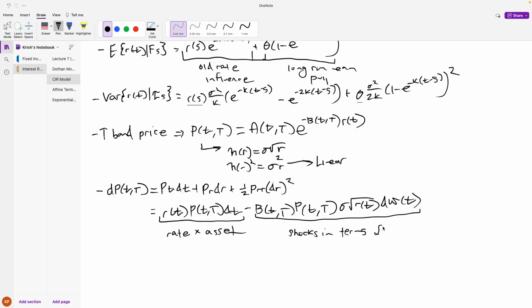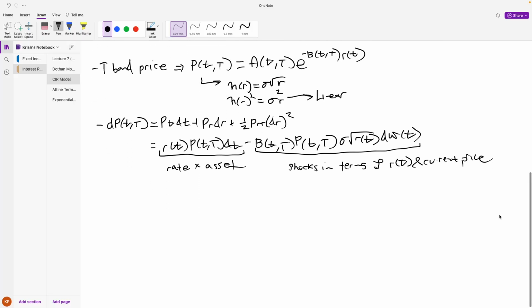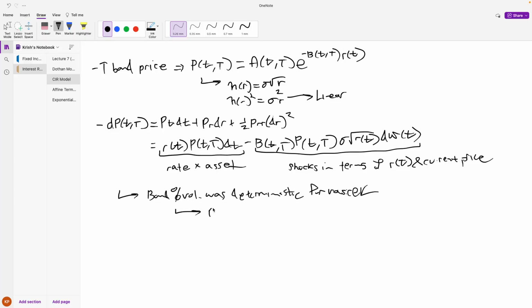The second component is shocks in terms of RT and the current price. And that's what I want to go ahead and talk about. Because in the Vasicek model, the bond percentage volatility, the volatility of the bond here, was deterministic, right? So it was deterministic for Vasicek. If you guys remember, it looked like this.